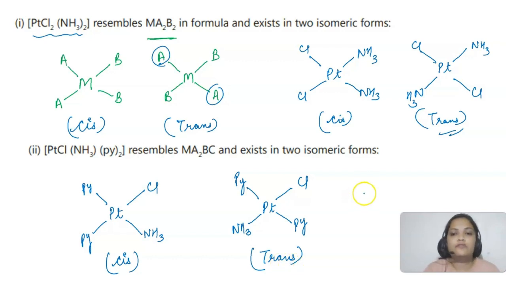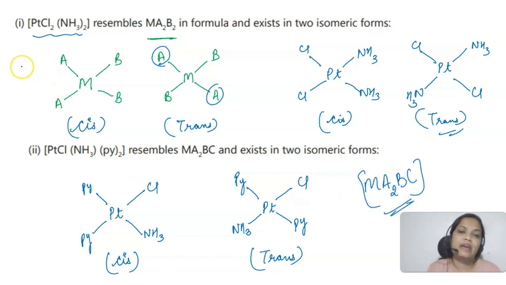So this is of type Ma2BC, where at least two ligands are the same and the other two ligands are different. And Ma2B2, these are the examples of square planar complexes showing cis-trans isomerism. Okay, I hope this one is clear.